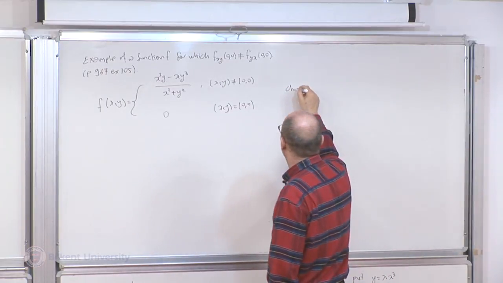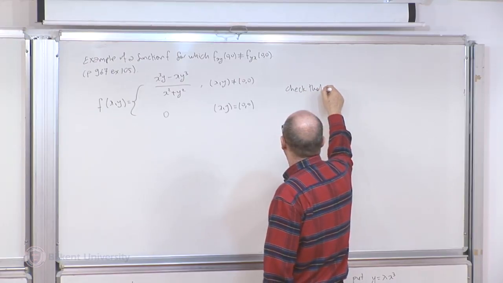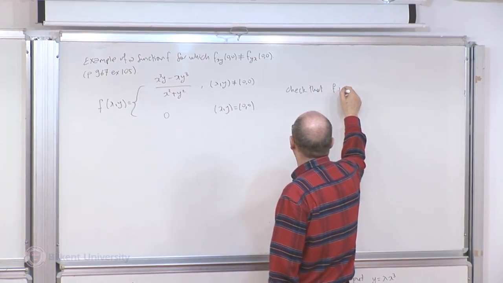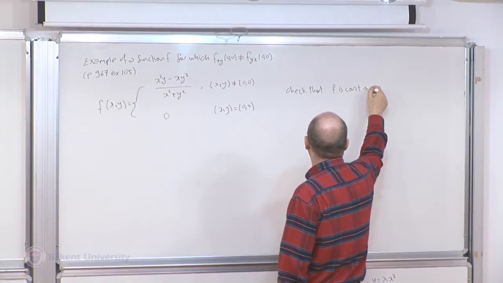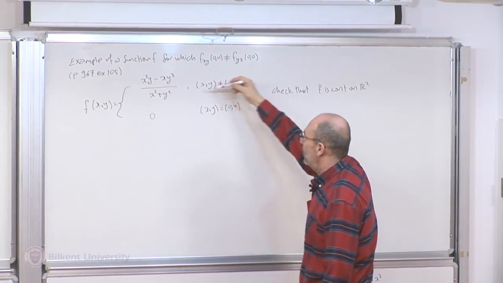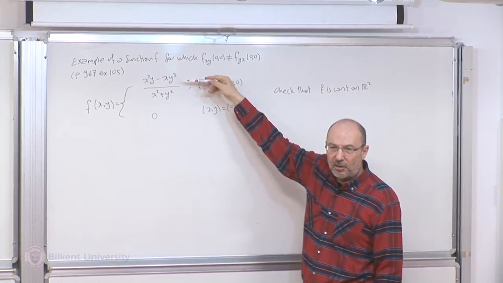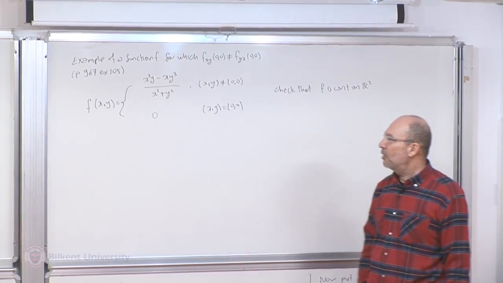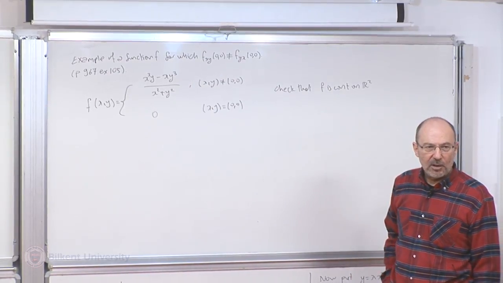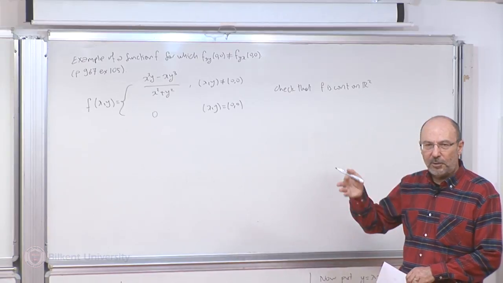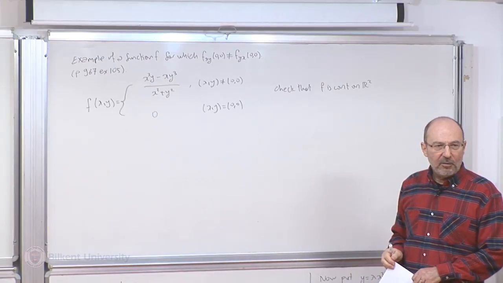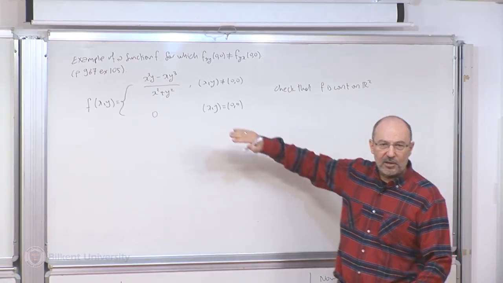Check that f is continuous on R2. Obviously, this part doesn't have anything. The denominator does not vanish anywhere else, so it's a rational function, continuous, differentiable. All mixed partial derivatives exist.